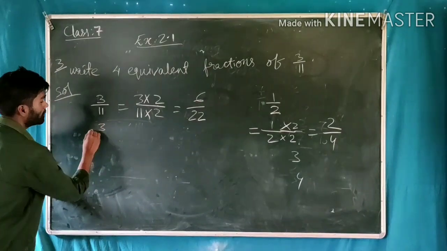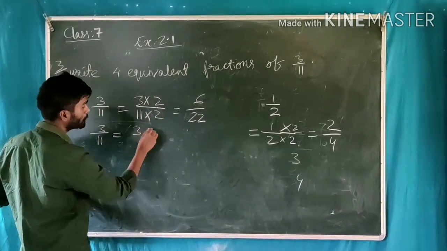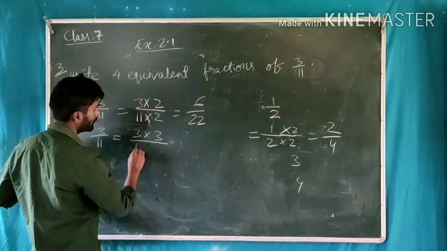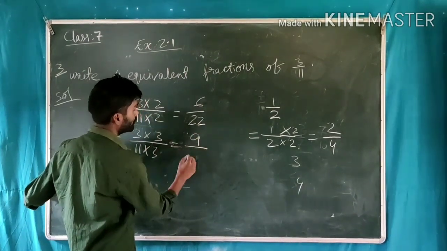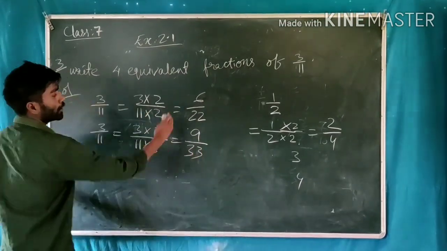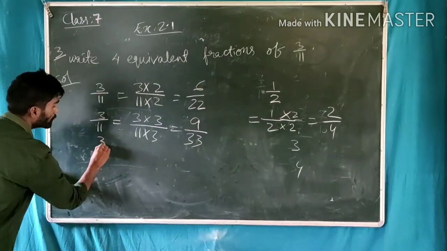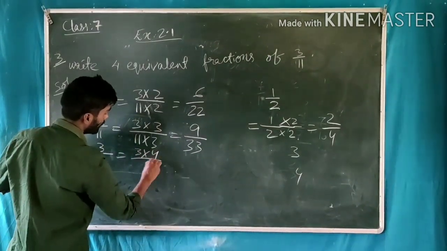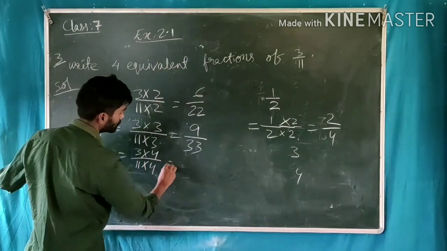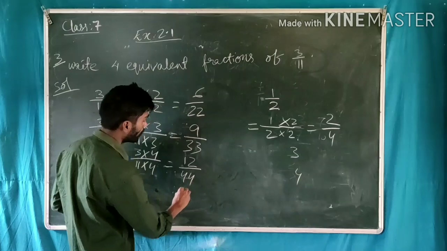Next, 3 by 11 is equal to 6 by 22, 2 done. So next we will go for 3. That is 3 into 3, 11 into 3. 3 into 3, that is 9, 11 into 3, that is 33. 2 we have done, and now we are asked 4, so we'll go for the next one again. 3 into 4, 11 into 4. 4 3s are 12, 11 into 4, 44.